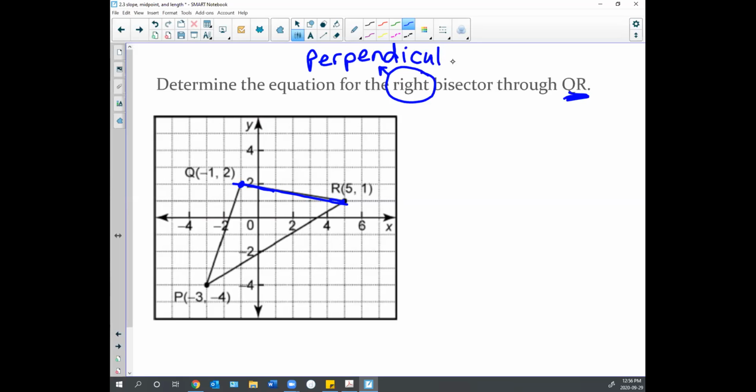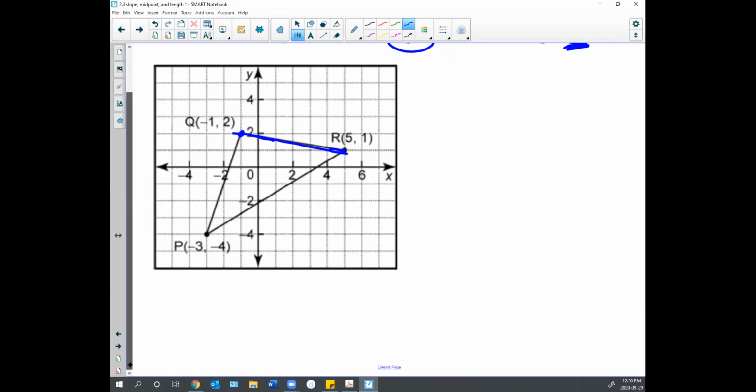My goal in this lesson is so that you intuitively understand the steps and don't have to rely on the steps. So I'm just interpreting the question. Right means 90 degrees, which also means perpendicular. I need to make an equation for a line that is perpendicular to QR. What do we know about perpendicular lines? They're 90 degrees. What about their slopes?